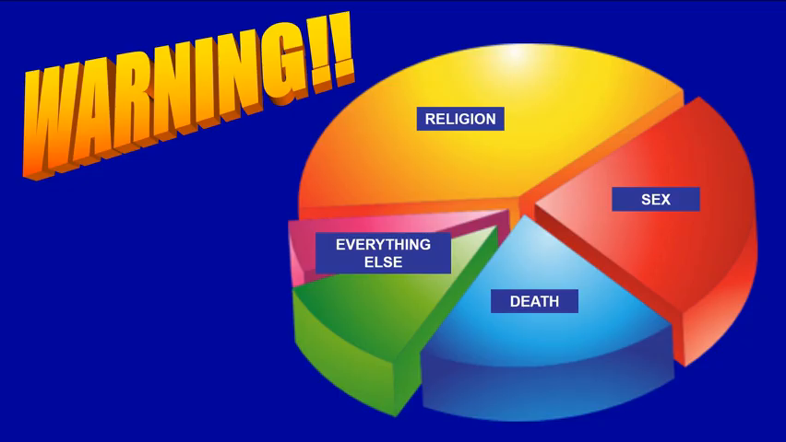So here's a warning about this class. We're going to talk about a lot of stuff, but here's another very unscientific graph: we're going to be talking a lot about religion. We're going to be talking a lot about sex in this class and death. These are the three main subjects that artists are making art about. There's other stuff that people make art about, but the majority of what we're talking about is religion, sex, and death.